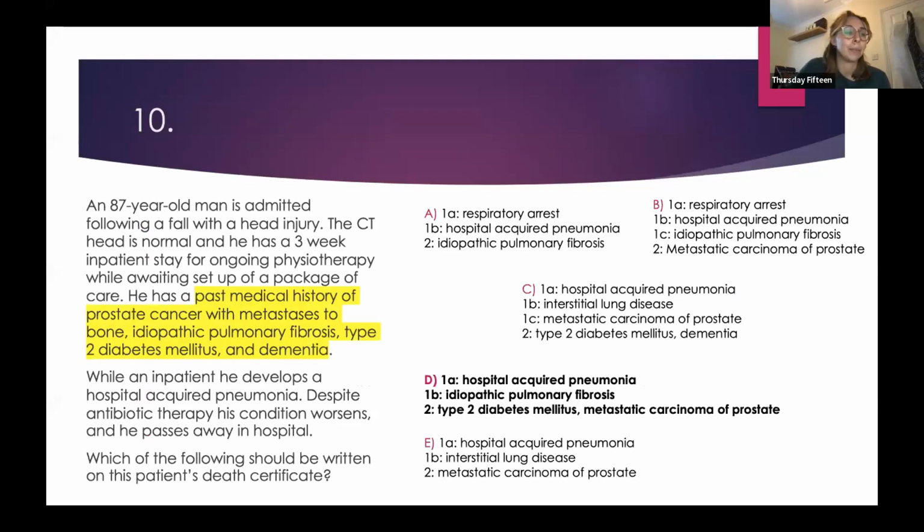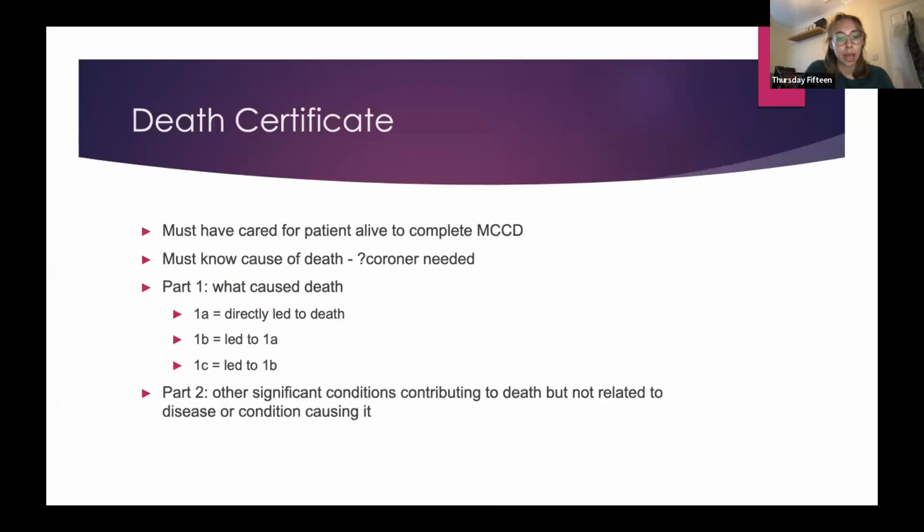It's like if someone had an unsafe swallow because maybe they'd had a previous stroke and then they died of an aspiration pneumonia, that previous left MCA infarct would be 1B and the aspiration pneumonia would be 1A, because the two things are interlinked. And then 1C, sometimes there are things that led to the thing in 1B, so you don't have to put a secondary cause if there isn't one, they're just optional. And then part 2 is any other significant condition that contributed to the death but was not related to the disease or condition that caused the death.